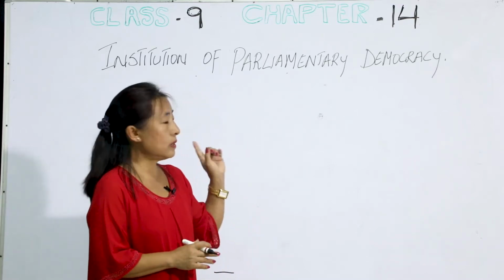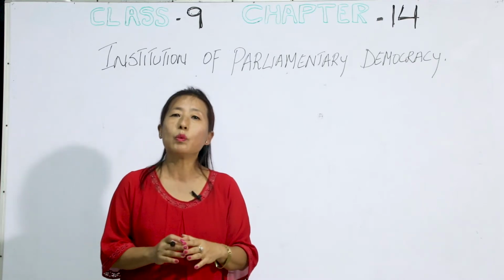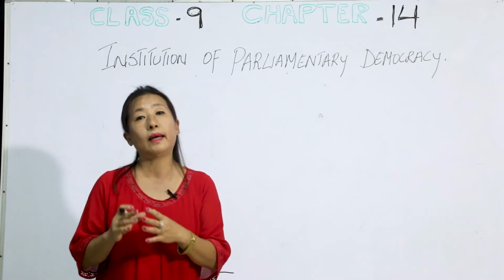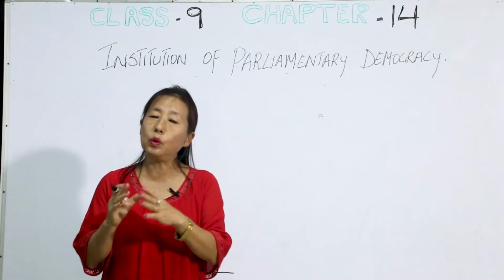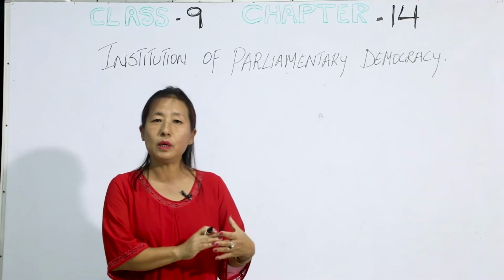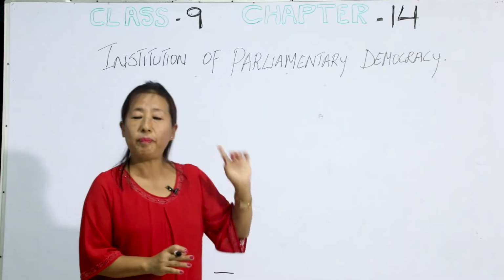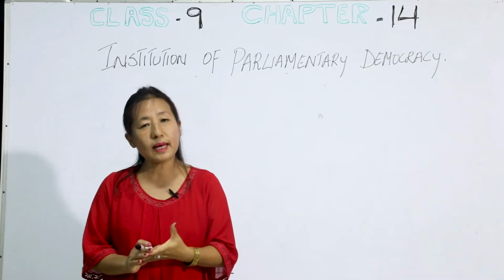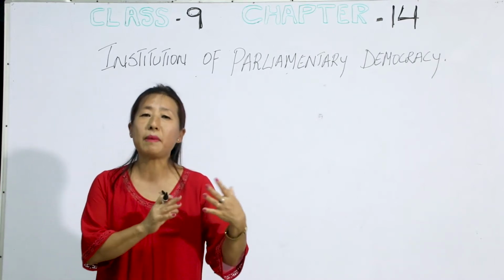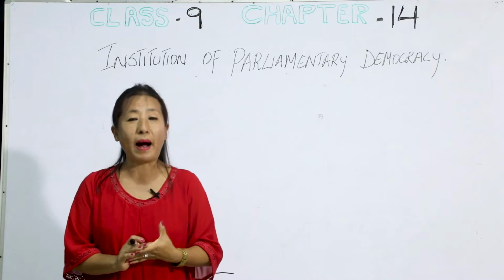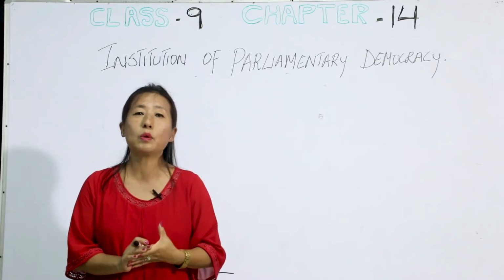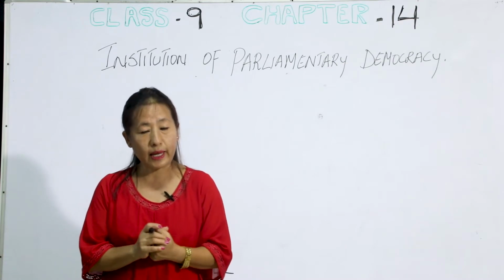Now, in this chapter, we are going to discuss the several aspects that are there in democracy, and those are again called institutions. When we say institution of parliamentary democracy, we are going to discuss our political institution that has to do with the main topic, which is the parliament. We all know we have a parliament in India, isn't it? So that is what we are going to discuss in this chapter.